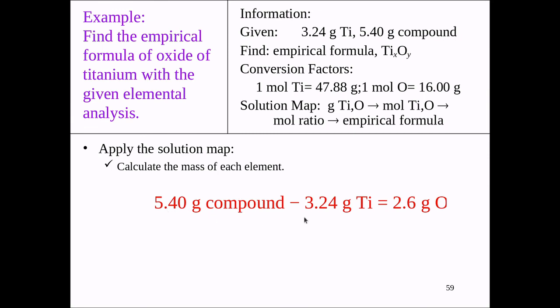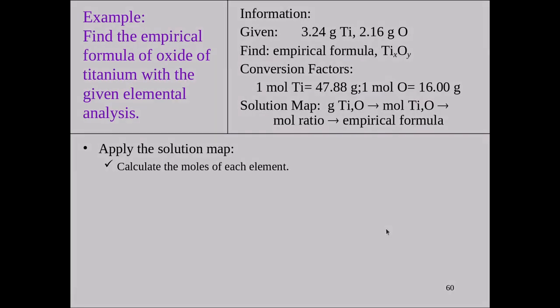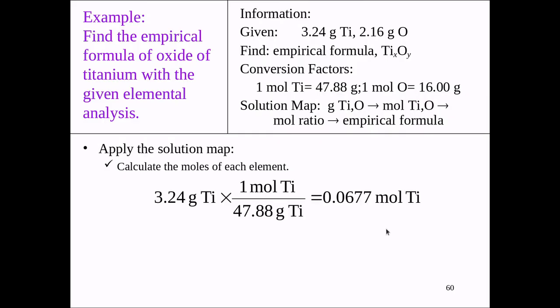We'll do our calculation, doing the difference between the compound and the titanium to see that we have 2.6 grams of oxygen. And then we can now calculate our moles. So we have the 3.24 grams of titanium that was given to us in the initial problem, and we'll divide it by its molar mass. Remember that we just like to write it so that we can see the units canceling here. And we'll see that we have 0.0677 moles of titanium.